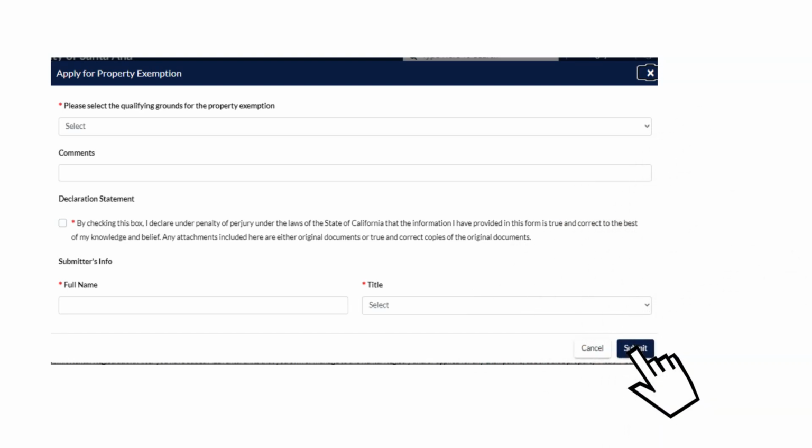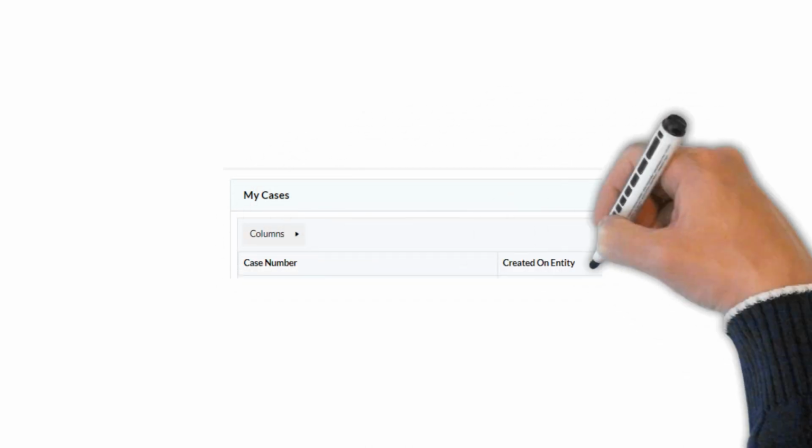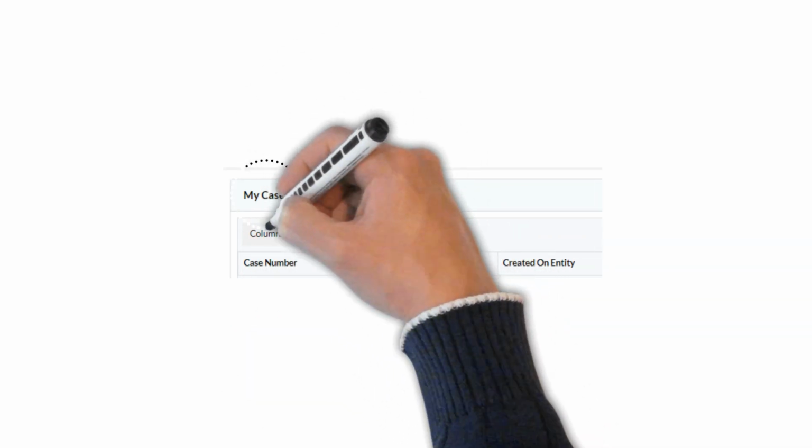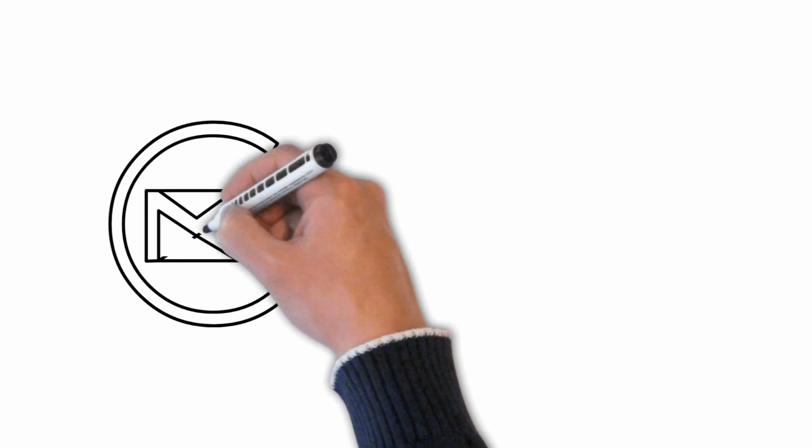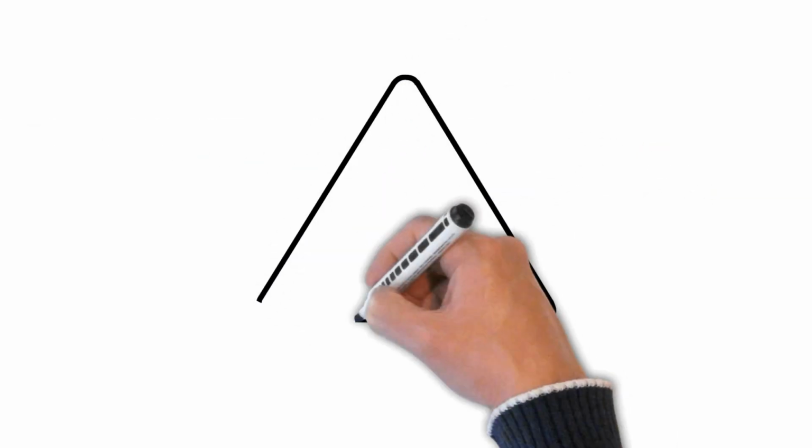Then, click Submit. To see the status of your case, scroll down in your property profile to the bottom where it says My Cases. You should see the case under Status Pending Review. An email notification will be sent to your preferred contact once your case is processed, and the case status will be updated in the dashboard upon staff review.